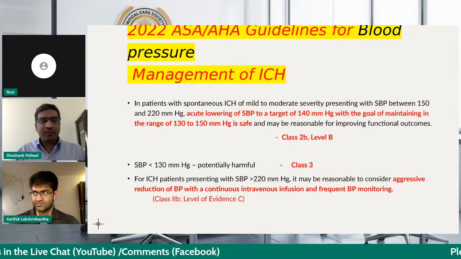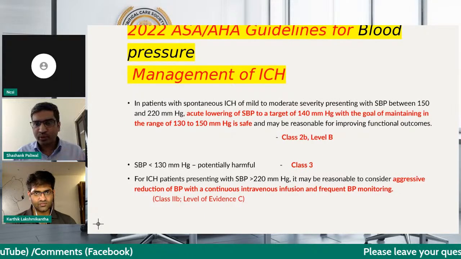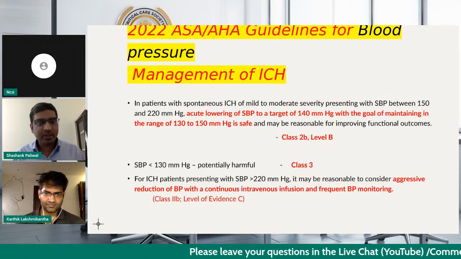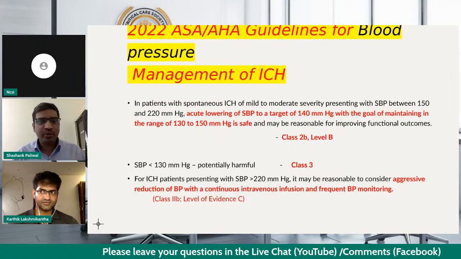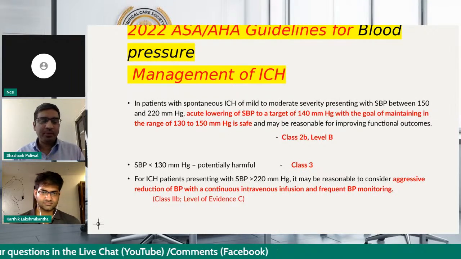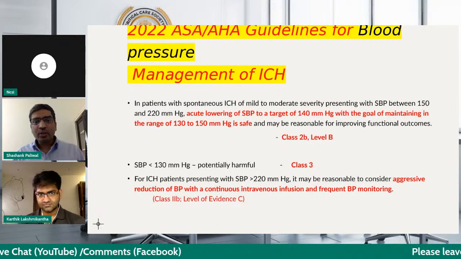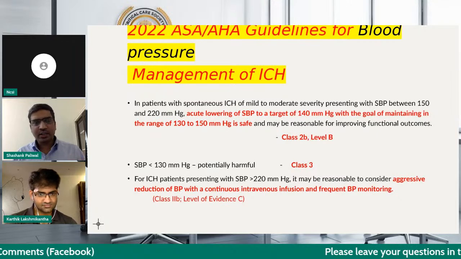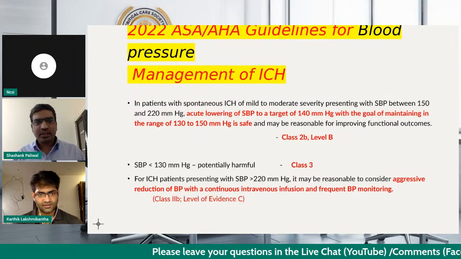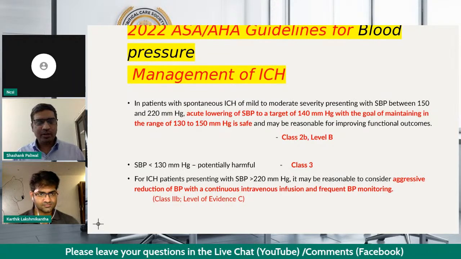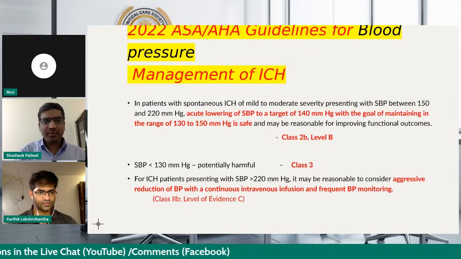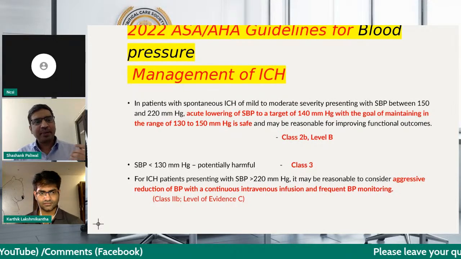And what if the blood pressure is even more than 220? It may be reasonable to consider aggressive reduction of blood pressure. Again, aggressive means within 1 hour, quickly do it with a continuous intravenous infusion and frequent BP monitoring. So now, what are the first line drugs? The first line drugs are labetalol and nicardipine. The ATACH trial has studied nicardipine. So labetalol and nicardipine. If it is refractory, then we can use ACE inhibitors, and also thiazides and spironolactones have been studied.